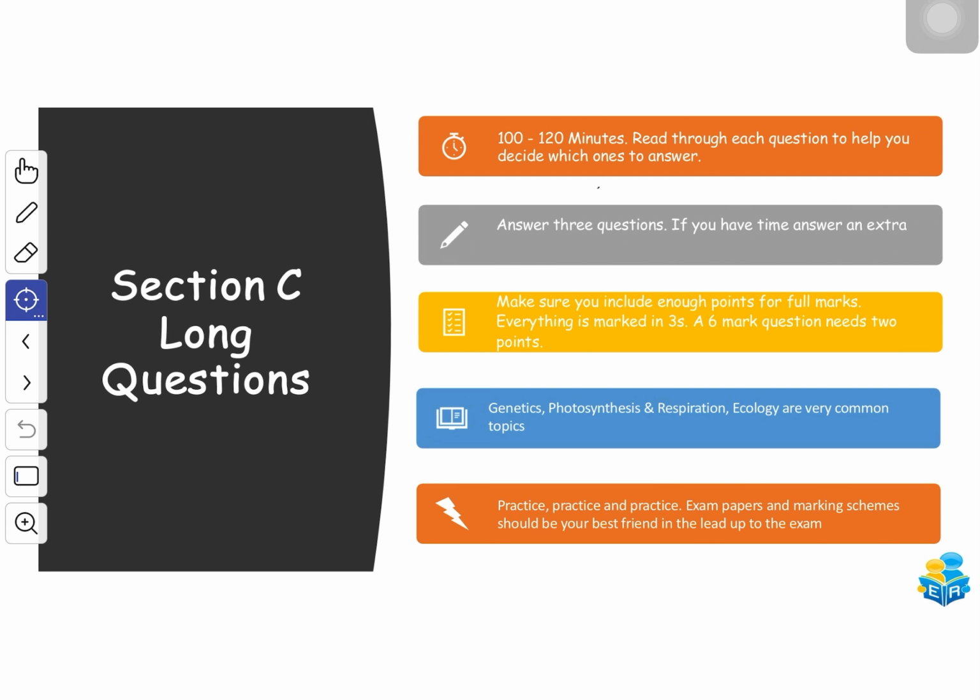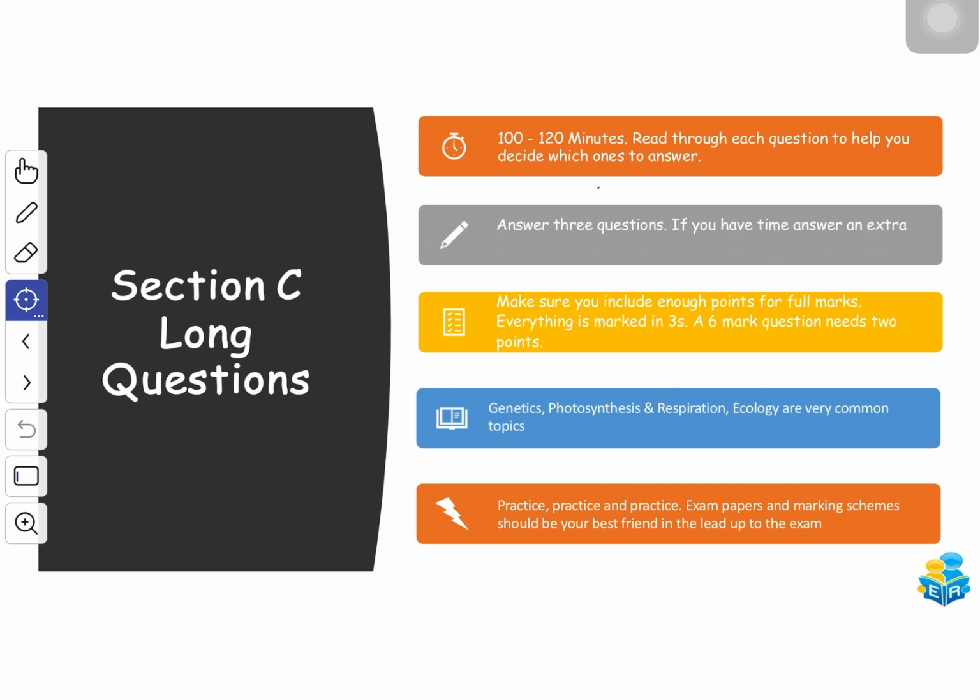Now, section C, the long answer questions. Here we can spend up to about 2 hours on them, so 100 to 120 minutes. Read through each question to help you decide which ones to answer, and make sure you read through the entire question as well, not just the part A and the part B, because you might be able to answer the first 2 parts, but then as you get down through the question, you might start to find the parts a little bit more difficult, and it might not actually be a question that's suitable to you at all.